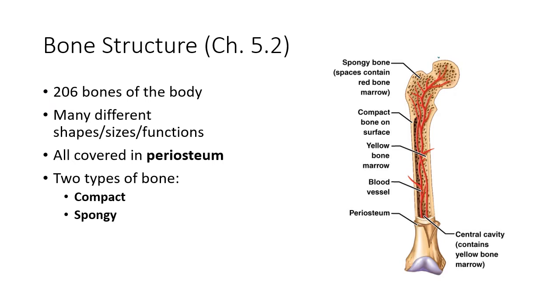In terms of the overall structure of the bones, there are 206 bones in the body, and because of that, there are many different shapes and sizes, and because of those shapes and sizes, there are different functions that those 206 bones can perform. In general, though, this is looking at a long bone specifically in this figure.